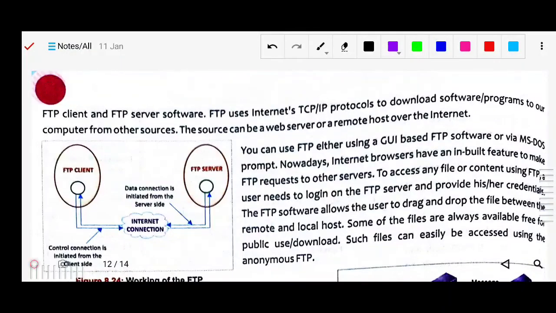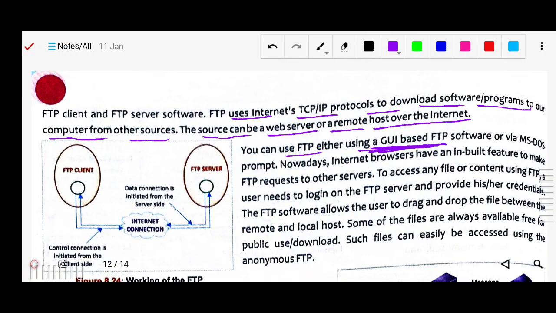Okay, FTP uses the TCP/IP protocol to download software programs to our computer from one source. The other source can be a web server or a remote host over the network. You can use FTP either GUI based, GUI means graphical user interface, means you have icons and some good animations, so it is easy to use, and the software via MS-DOS prompt, so you can use it GUI based or by MS-DOS also. Nowadays internet browsers have an inbuilt feature to make FTP transfers to other servers.